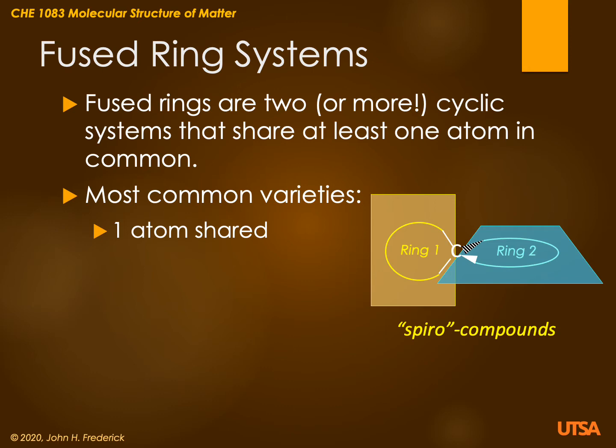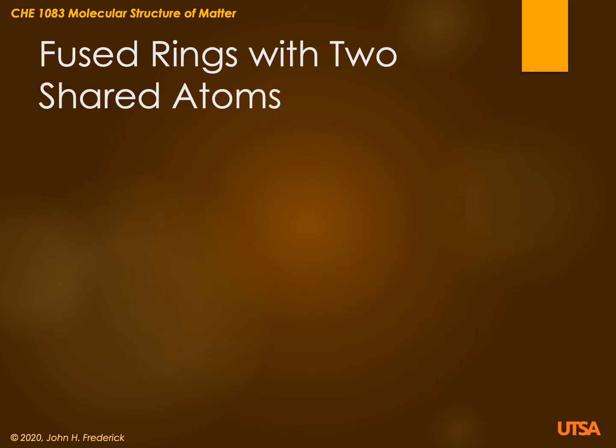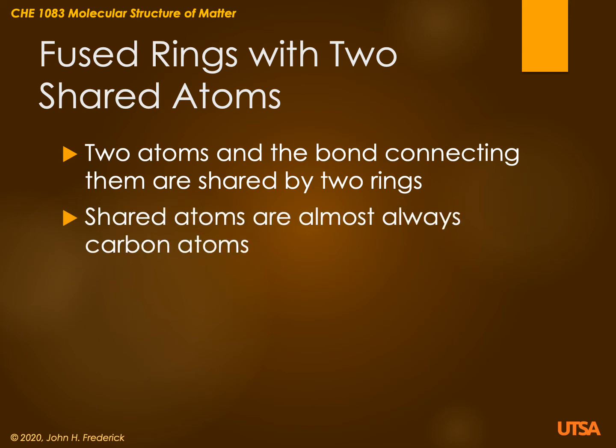While there's lots of interesting spiro compounds to talk about, we're going to focus most of our attention on the next example, which is 2 atoms shared between the rings. We can also have more than 2 atoms shared, but these represent more complicated cases, and we'll save those for another time. So I'm going to spend the rest of this video talking about systems where we have 2 atoms shared between fused rings. So when we have 2 fused rings with shared atoms, it's not only the atoms but also the bond that connects them that are shared by the 2 rings. These 2 atoms that are shared are almost always carbon atoms.